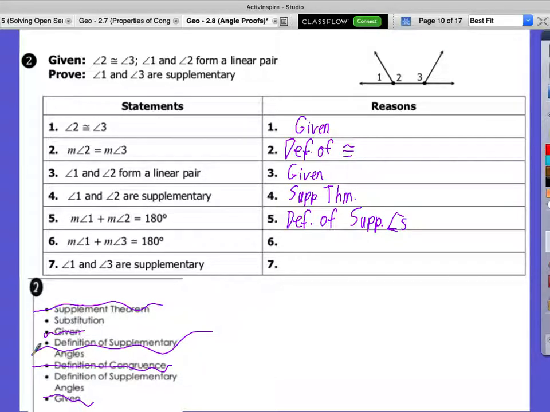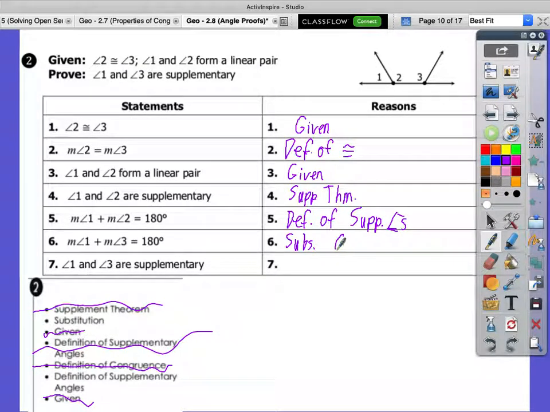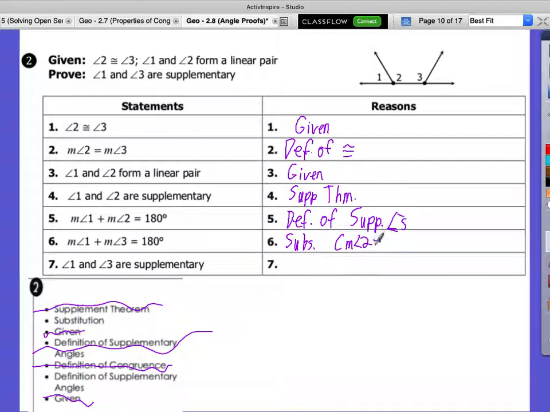From step 5 to 6, what changed? 2 and 3 were swapped out. Were we told their measures were equal earlier? Yeah. So how can we swap them out? Substitution. And we like to put in our parentheses what we substituted, so please do that with me. That the measure of angle 2 is equal to the measure of angle 3, and that's the fact we used in that substitution. Wait, why did you put that in front of the M? That's supposed to be a parenthesis.